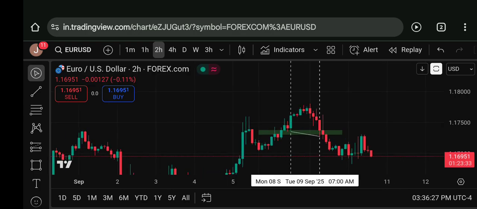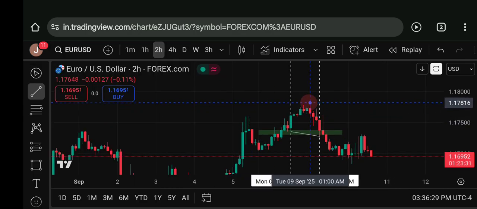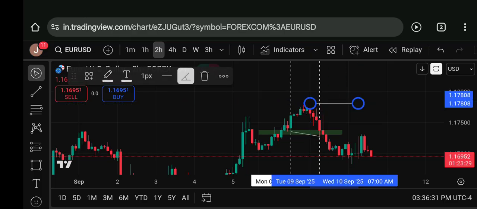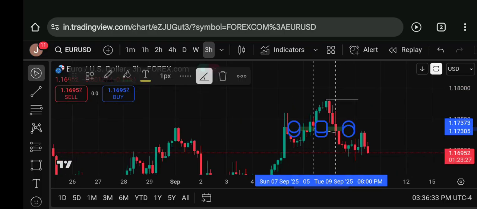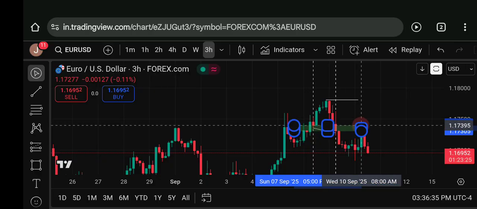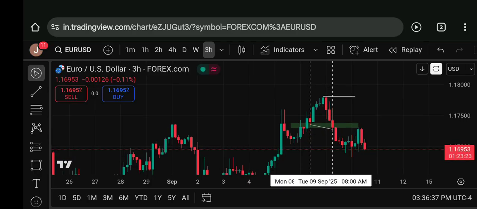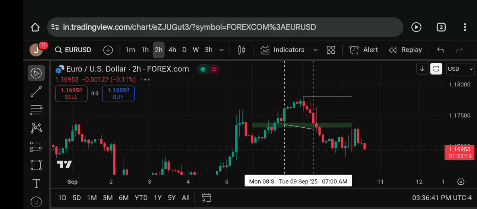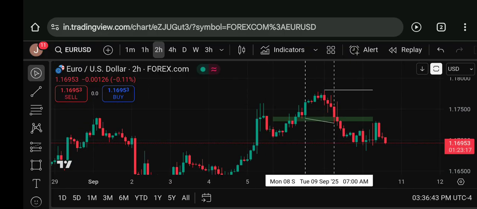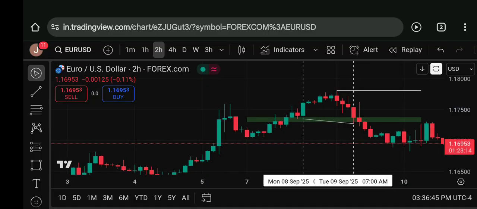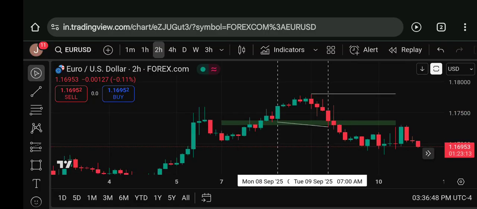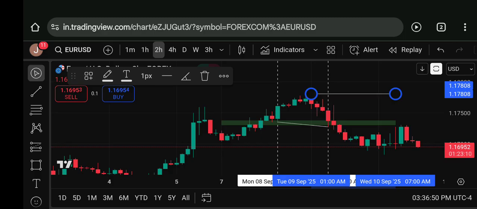So first of all, guys, internal range liquidity to this external range liquidity, and guys, 3 hour internal to this external range liquidity was our higher time frame bias, and then 2 hour also aligned. You can see that, 2 hour internal to this external range liquidity.